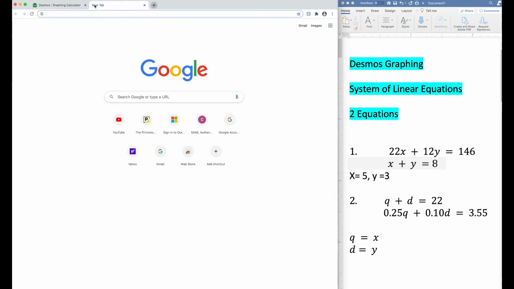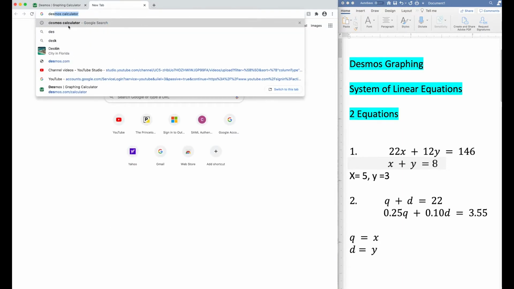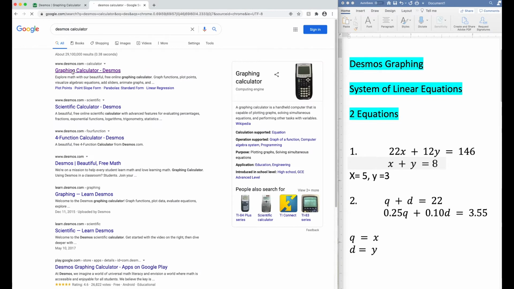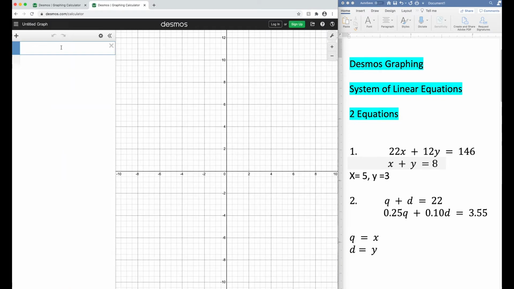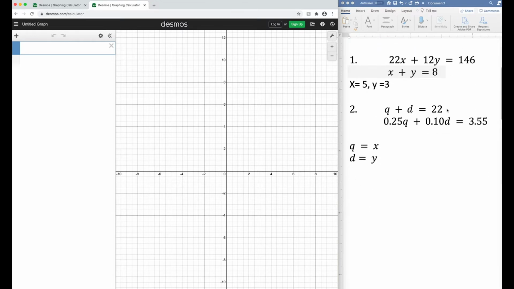I will grab the second one. You don't have to do this, but I just want to show you the steps again. I'm going to go to Desmos. The first one is already on the graph, so I'm going to grab this next equation. Notice how this equation has Q and D, because sometimes, not all the time, your variables are not going to be x and y. So this time, I highly recommend you make a note for yourself: change Q to x. With that being said, my first equation is x plus y equals 22.